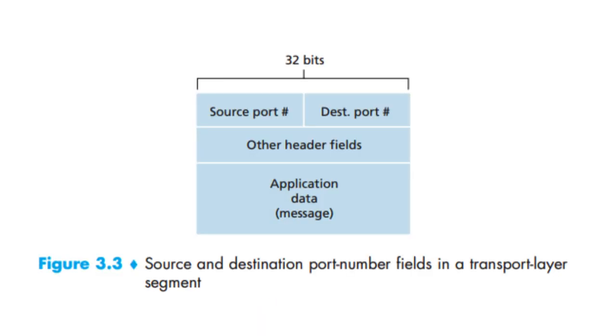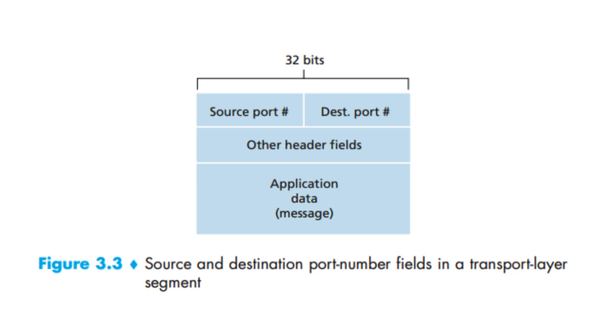Now that we understand the role of transport layer multiplexing and demultiplexing, let us examine how it is actually done in a host. From the discussion above, we know that transport layer multiplexing requires first that sockets have unique identifiers and second that each segment has special fields that indicate the socket to which the segment is to be delivered. These special fields, illustrated in figure 3.3, are the source port number field and the destination port number field. Each port number is a 16-bit number ranging from 0 to 65535.